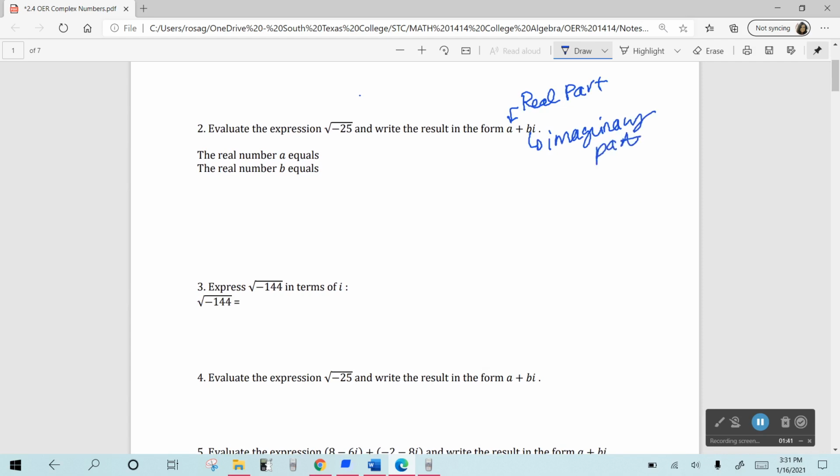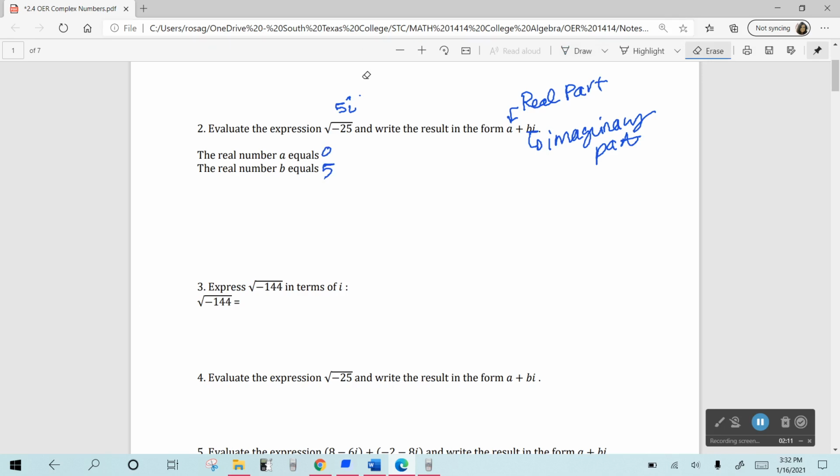Now, what you're going to do here is first you simplify it. So again, you can put it in your calculator, or you can say the square root of 25 is 5. The negative gives you an i. Now, as you can see here, you only have that part with the i. So that's your b. And this one would be 0 because there's no a. There's no real part. So the real part is 0.